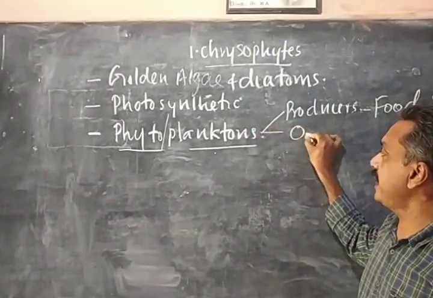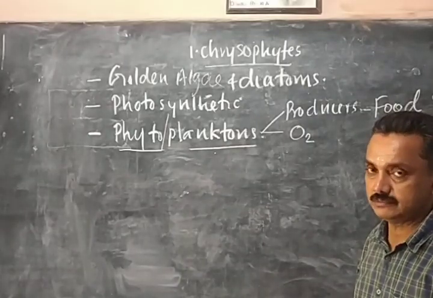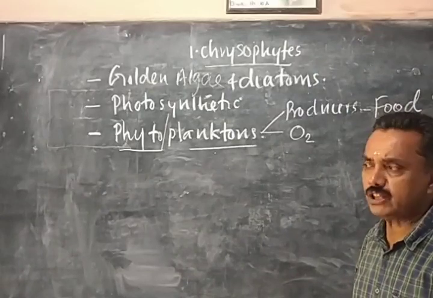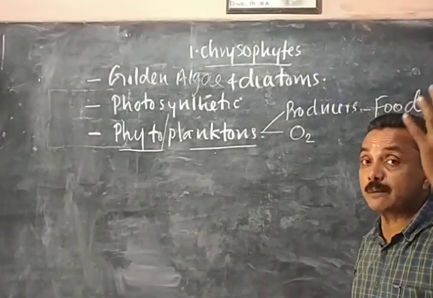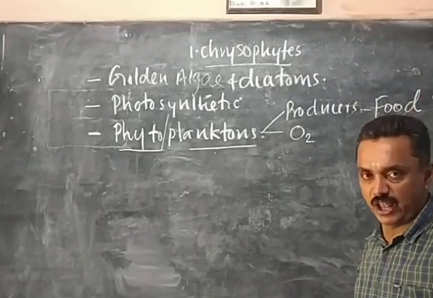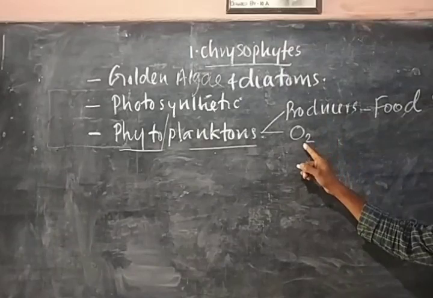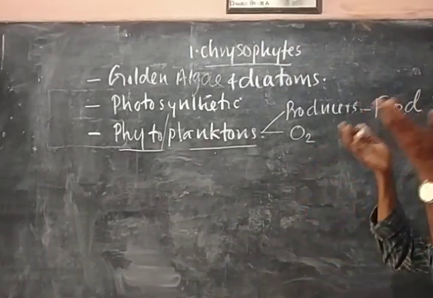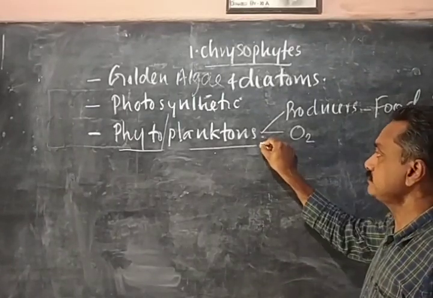Another importance is that by photosynthesis they produce oxygen. Remember that oxygen is very important for life activity. Without oxygen we cannot survive. So the earth requires a large amount of oxygen. So by photosynthesis they prepare food material, and these phytoplanktons will produce oxygen and release it to the atmosphere. So they are the main organisms which produce oxygen in the atmosphere.